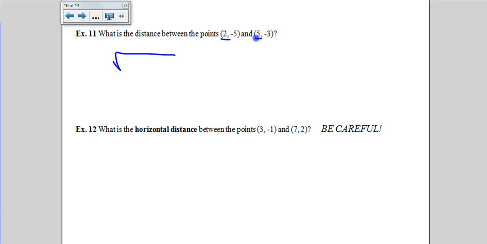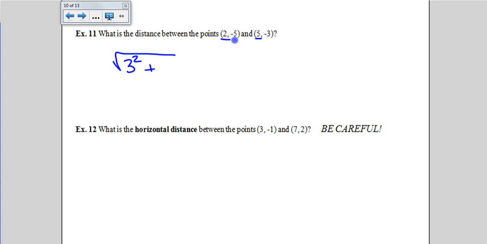I say when I go from a 2 to a 5, that's 3 units. And depending on which way you subtracted, you might have a -3. But I know that because I'm going to square it, it's always going to be positive. So I never include negatives on distance formula. I always make them positive.